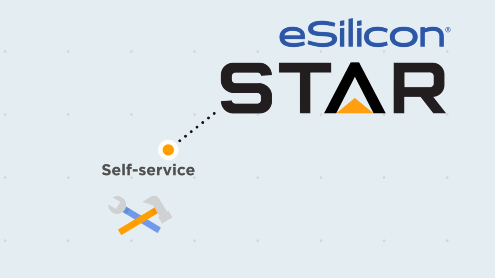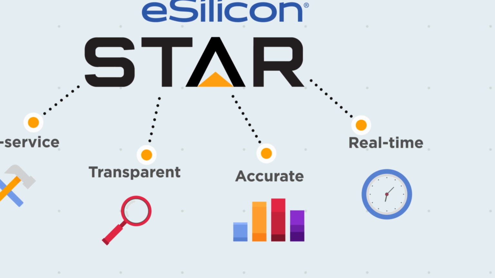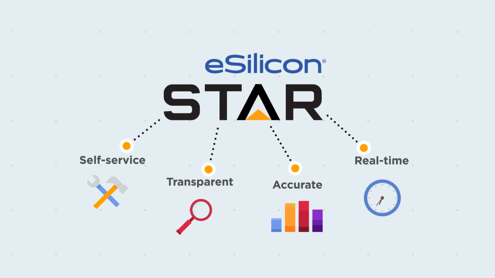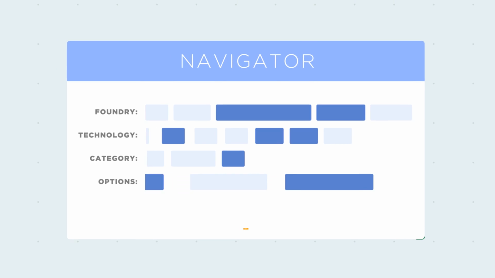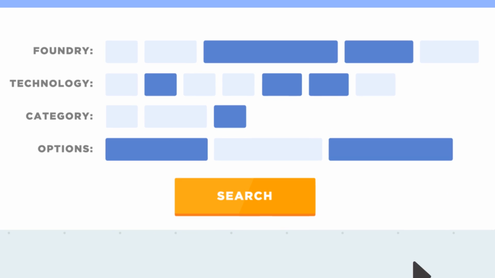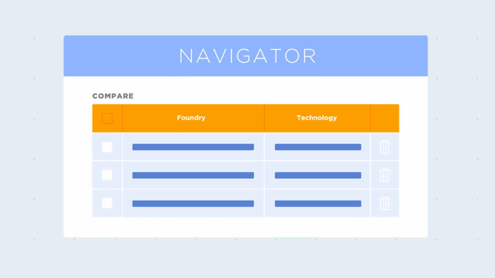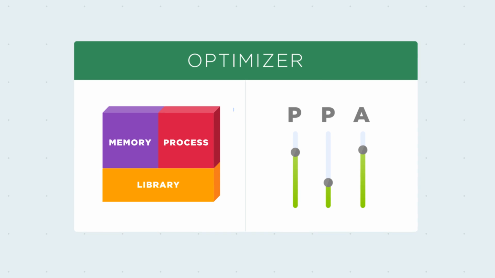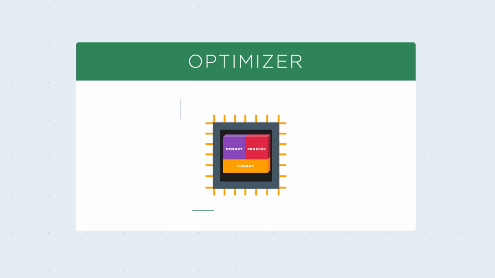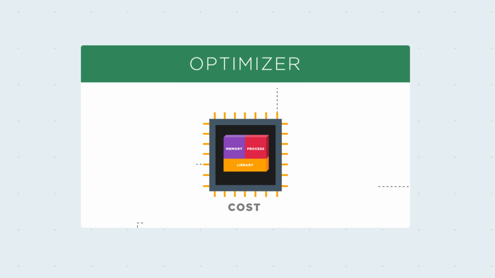Get self-service convenience and control, and transparent access to accurate information in real time using online tools you can test drive with no cost or obligation. Navigator lets you search, compare, and evaluate a variety of eSilicon-developed IP across multiple foundries and technologies. Optimizer lets you explore block or chip-level optimization services and pay only for results to produce an ASIC that fits your power, performance, schedule, and cost requirements.